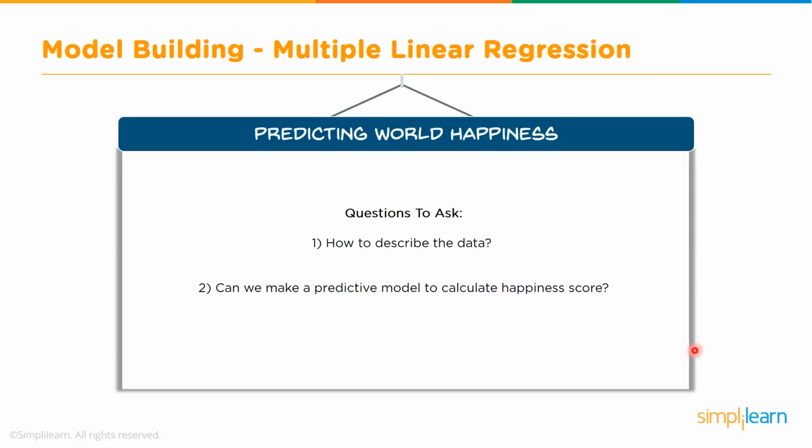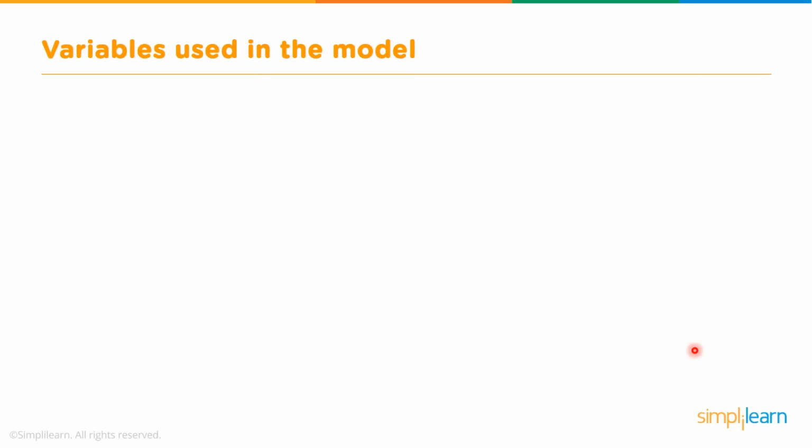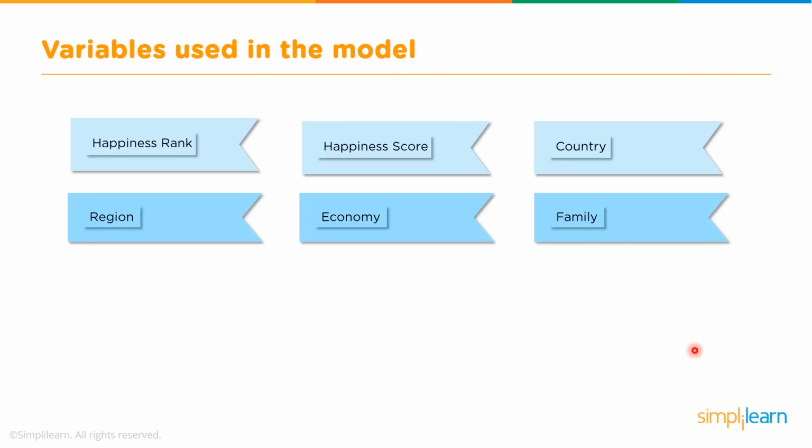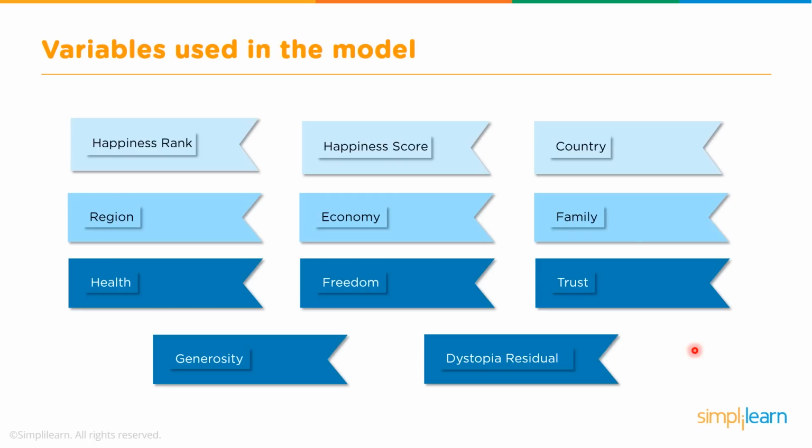So what is the question that we need to ask? First of all, how to describe the data, and then can we make a predictive model to calculate the happiness score? Based on this, we can then decide on what algorithm to use and what model to use and so on. This is a list of variables that are available. There is a happiness rank. I'll show you the data in a little bit so it becomes clear what these are. There is a happiness rank and a happiness score, which is more like an absolute value, whereas rank is the ranking. Then which country we are talking about, and within that country which region, what kind of economy, the family, health details, freedom, trust, generosity, and so on and so forth.